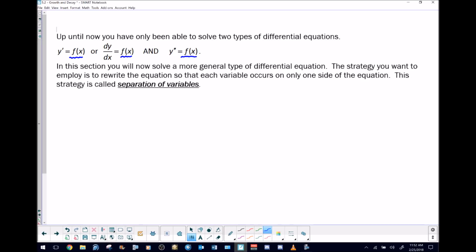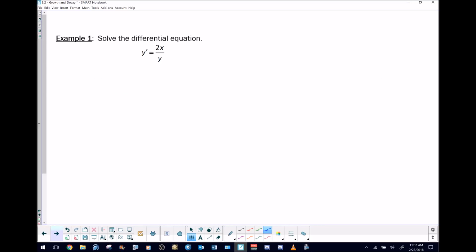But now what we're going to do is take a look at a more general type of differential equation where maybe we have both x's and y's hanging out on the right side of the equation. That makes them a little bit more challenging to solve, and in order to do so, we have to use this technique that we call the separation of variables. So let's jump right into our first example.